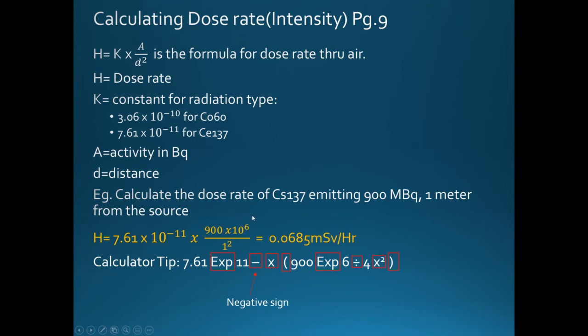Our dose emission decay rate in becquerels is 900 million, or 900 times 10 to the 6, and we are 1 meter from the source, which is our D squared. Running this through the old calculating machine: 7.61, the exponent button, the number 11, the negative sign, multiplied by opening bracket 900, exponent number 6, divided by 4, x squared button, close bracket.